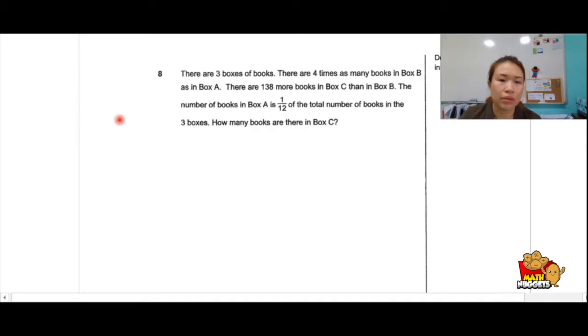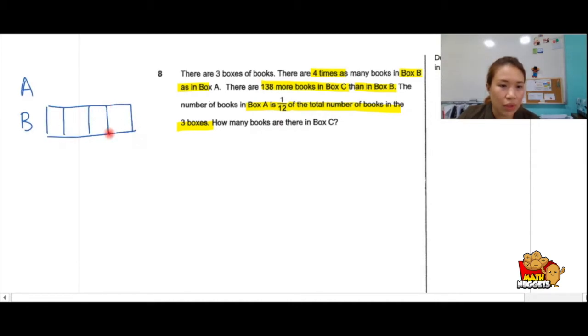Question 8. There were 4 times as many books in B as in A. There were 138 more in C than in B. And the books in A is 112, the total number of books in the 3 boxes. So let me try to illustrate this in the model again. A and B. B has 4 times of A. So B, I draw 4 units. A has 1 unit.